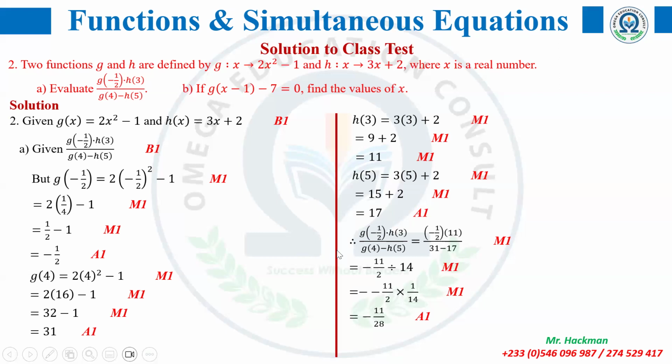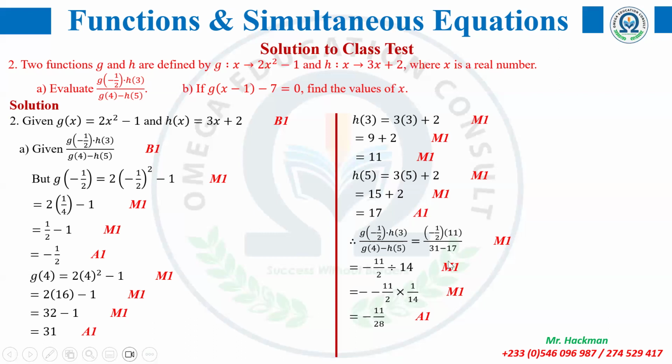So I come and write, therefore, whatever I'm given here will be equal to, then I substitute their respective values. So I had j of minus half to give me minus half, then h of 3 to give me 11, all over j of 4, which gave us 31, minus h of 5, which gave us 17. Someone can use the times symbol, or can use the dots. I decided to use the bracket to represent the multiplication. So after your substitution, you just need to know how to simplify this.